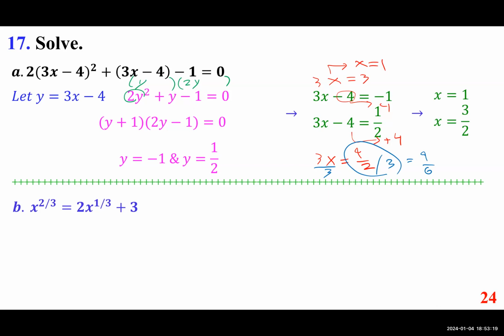In order to solve B, the best course of action is to let x to the power of 1/3 be m or y or z or any variable of your choice, as long as it's not the same variable that we have here, namely x. So make sure not to use x. So x to the power 1/3 is m.